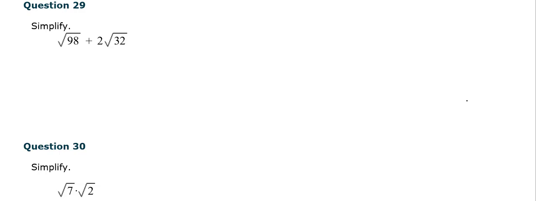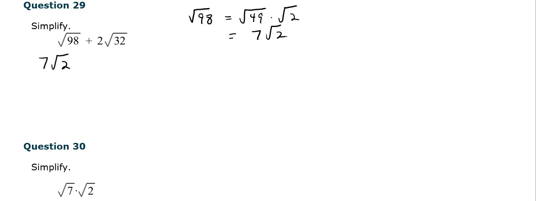In their current form, they're not like, so we're going to simplify each one. The square root of 98 can be rewritten as the square root of 49 times the square root of 2. And the square root of 49 we know to be 7. So the square root of 98 is 7 square roots of 2.